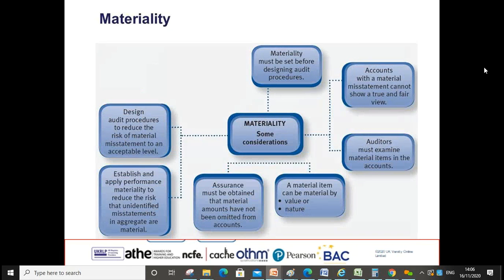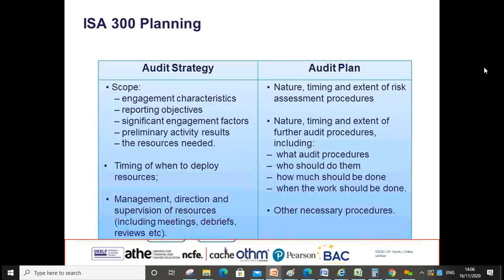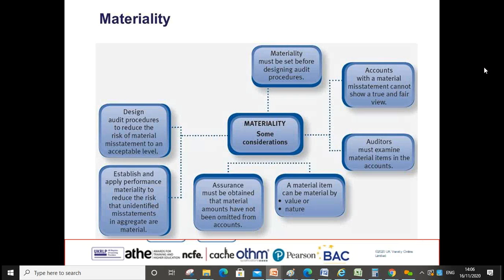Okay. Materiality, we discussed that material is something significant, yes. You need to make sure you design the audit procedures to reduce the risk of material misstatement. Establish and apply the performance materiality. Assurance, yes, you get from a third party. Always look at the value. The auditor must examine the material items. Accounts with miscellaneous items cannot show a true and fair view.